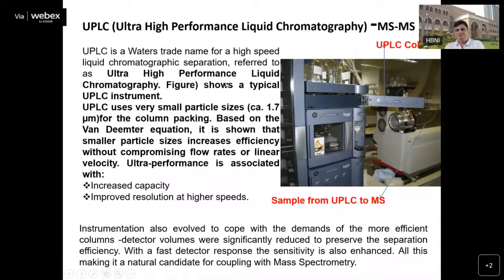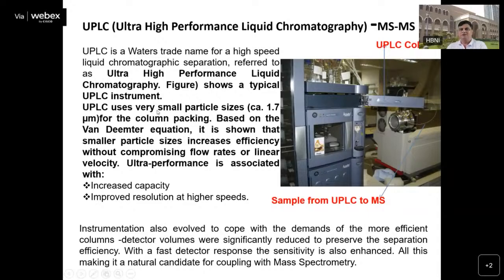This is the ultra high performance, that is UPLC, MSMS. This is liquid chromatography attached with two mass spectrometers. And here, ultra high is basically a patented name given by one of the companies, Waters. They are the famous make of the LCMSMS.